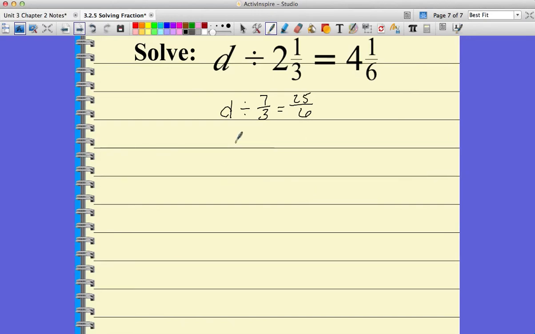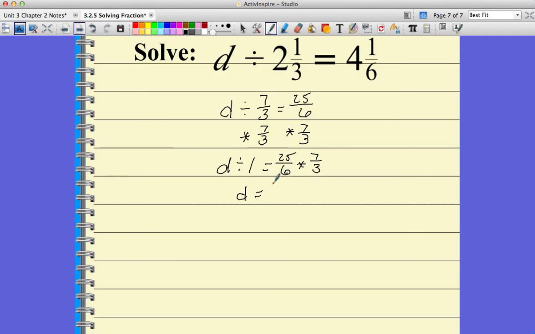So here I'm going to multiply by 7/3. So d divided by 1 equals 25 over 6. And make sure you write this extra step. It's going to make it easier when you're showing your work to double check everything. Okay, unfortunately, there isn't anything that we can simplify. So I know that d divided by 1 is d.